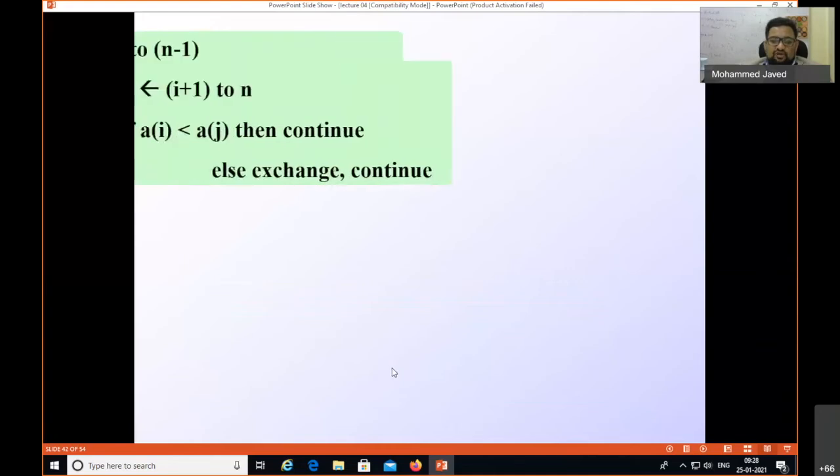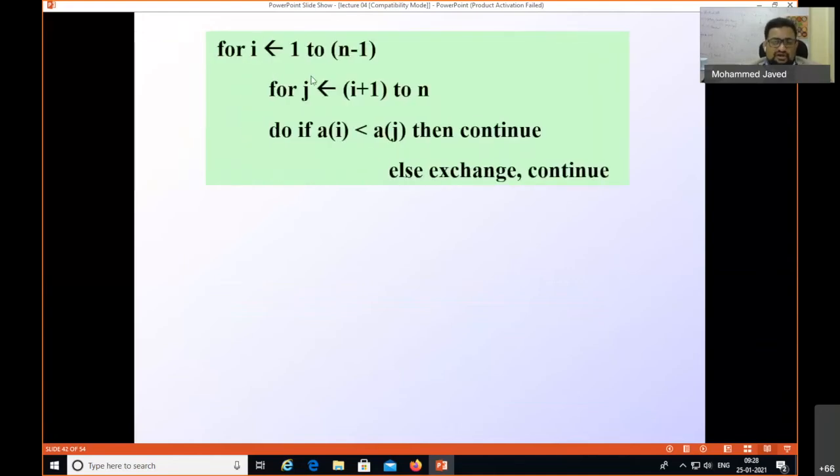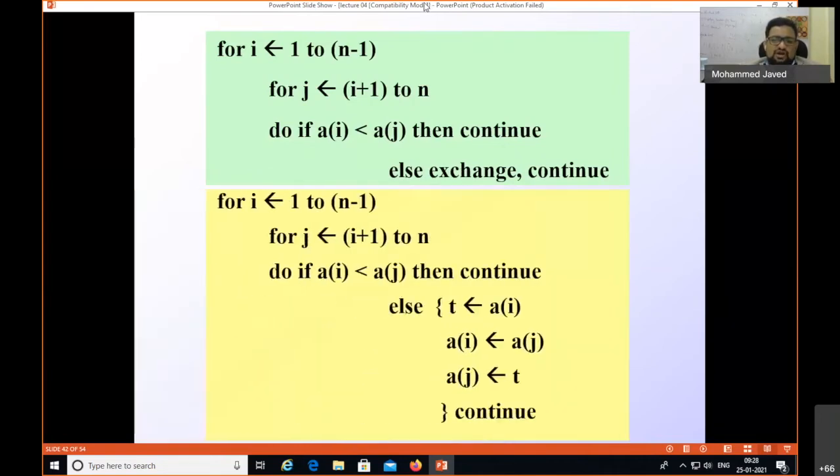So now we'll formally write the algorithm. For I equal to 1 to n minus 1, for j equal to I plus 1 to n, do: if a of I is less than a of j, then continue, or else exchange and continue. The exchange code is like this: if a of I is less than a of j, then continue, else you swap it. This you already know: t equals a of I, a of I becomes a of j, a of j becomes t, and then continue. So this is the code for sorting.